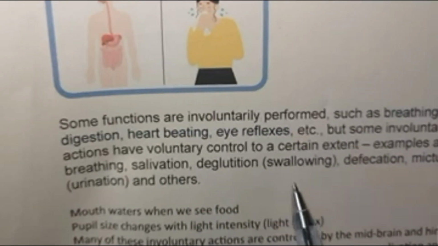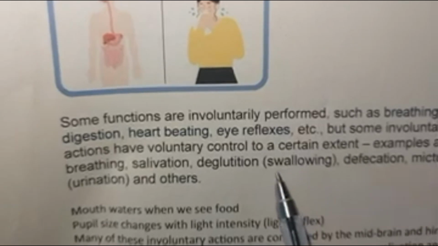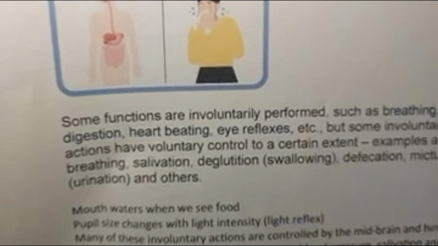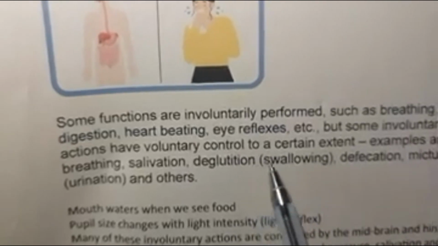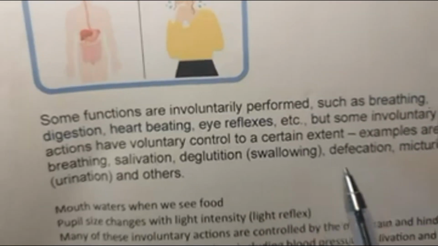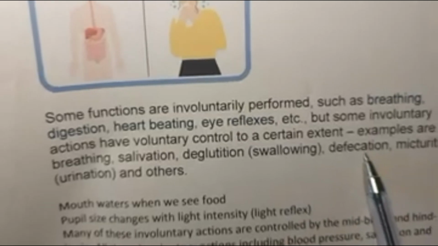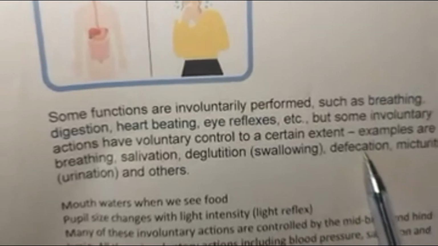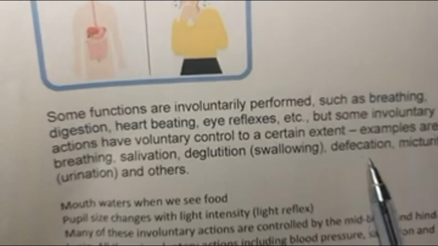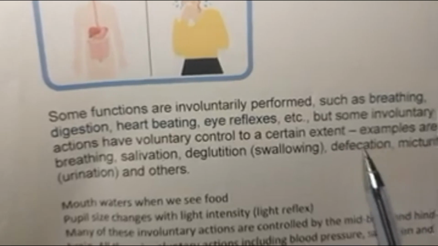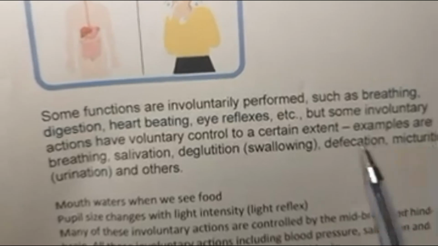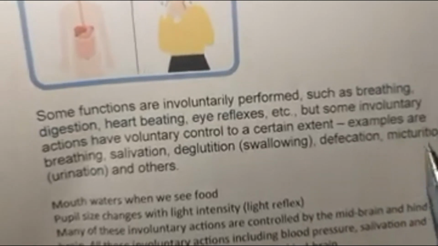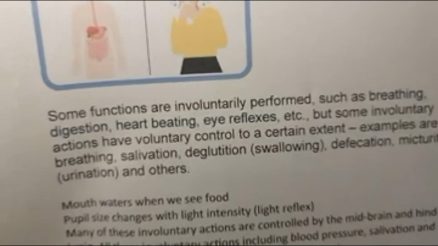Swallowing, deglutition, it is supposed to be an involuntary action. You don't need any thinking for that. It happens automatically, but you can control it if you want to. Defecation is an involuntary reflex, but you can control it. You control it till you find a place for defecation, that is going to the toilet. Micturition, similar to defecation, you control it, though it's a reflex.